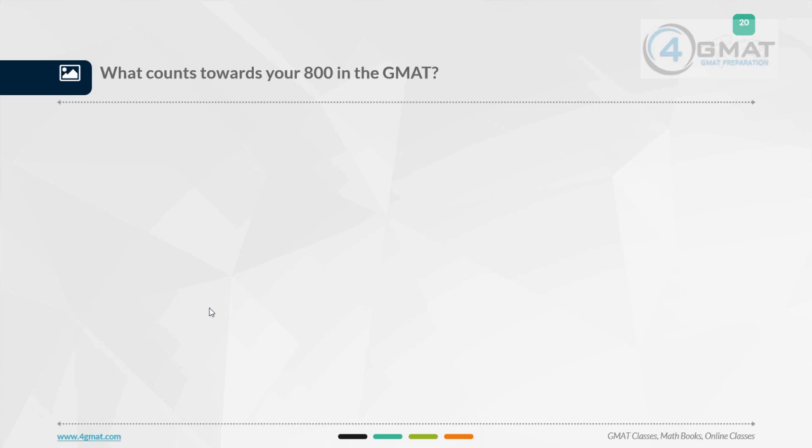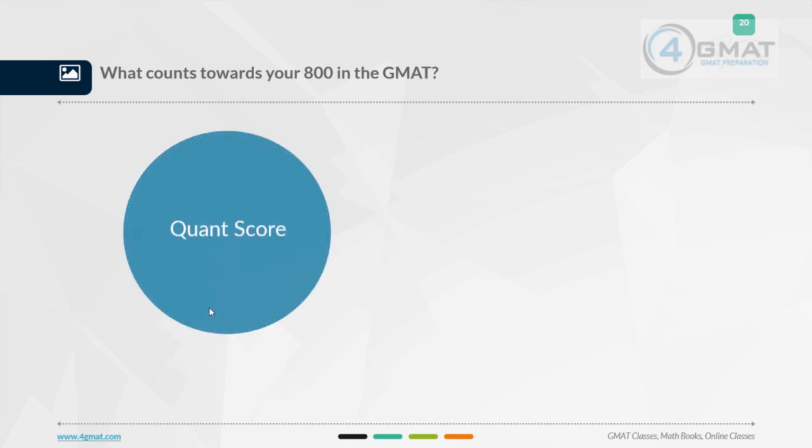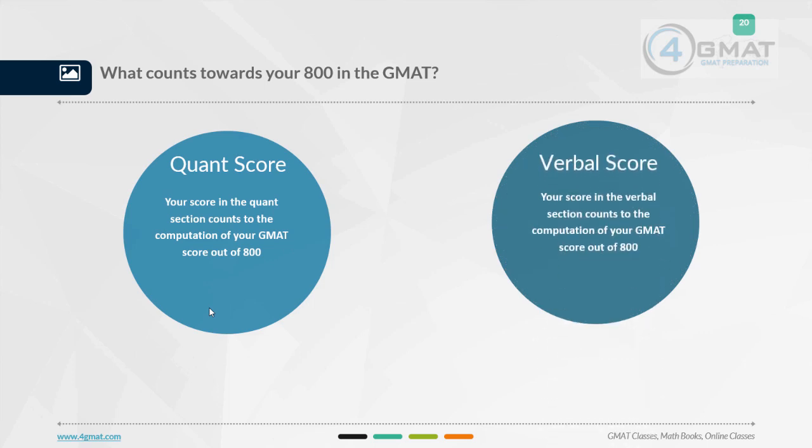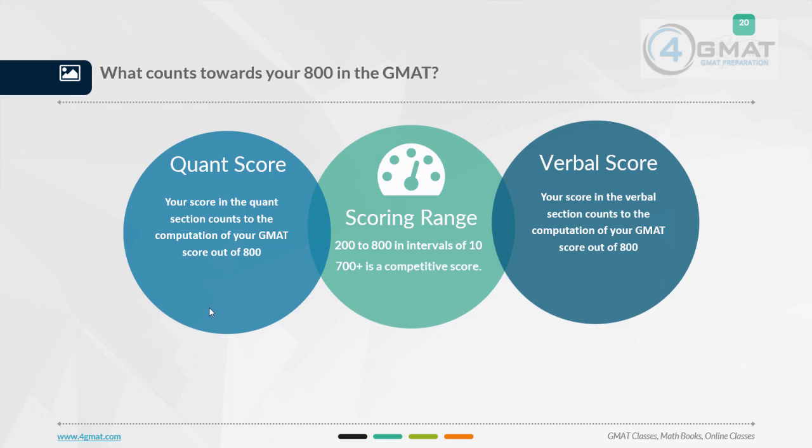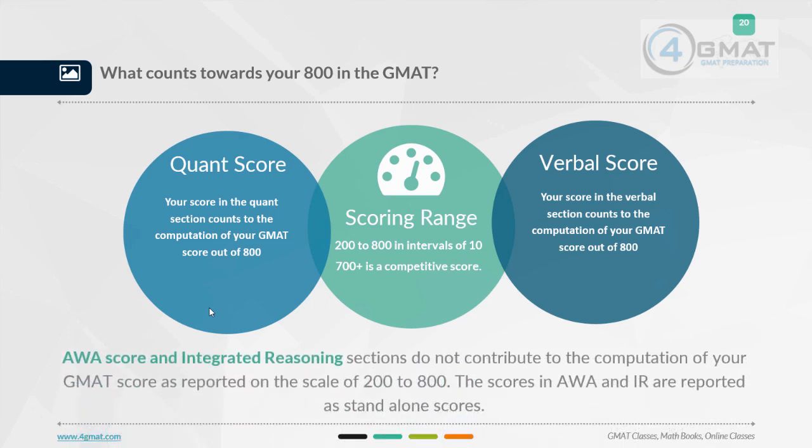What actually counts towards your 800? Because everyone talks about my GMAT score is 720, 680, and it's all on 800. What are the sections that actually count towards it? What you score in the quant actually counts towards it. What you score in the verbal counts towards it. And the scoring range is between 200 and 800, and it goes in intervals of 10 points. 700 plus is a comparative score. What you score in the AWA and the integrated reasoning section do not count towards this 200 to 800. The scores in both those sections, 0 to 6 in AWA and 1 to 8 in IR, are presented as separate section scores.